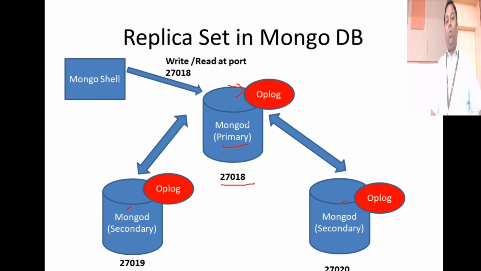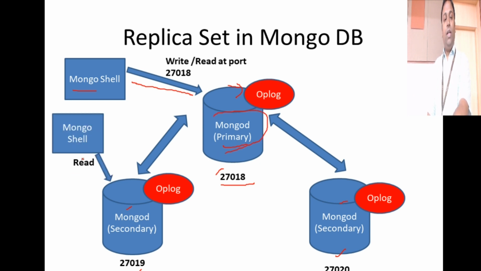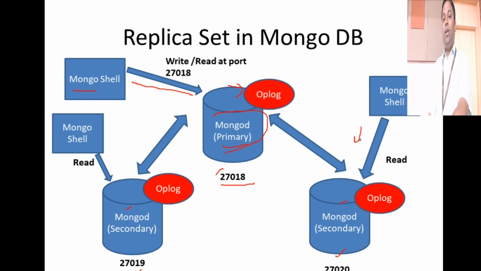Now, we are going to configure three MongoDB instances on the local machine, and then use the Mongo shell to communicate with the MongoDB instances. So I can use the Mongo shell to create and insert documents and read documents from the primary, whereas the same Mongo shell can be used only for reading data from the secondary. If I try writing data to the secondary, I will get an error saying it's not the primary. Okay.